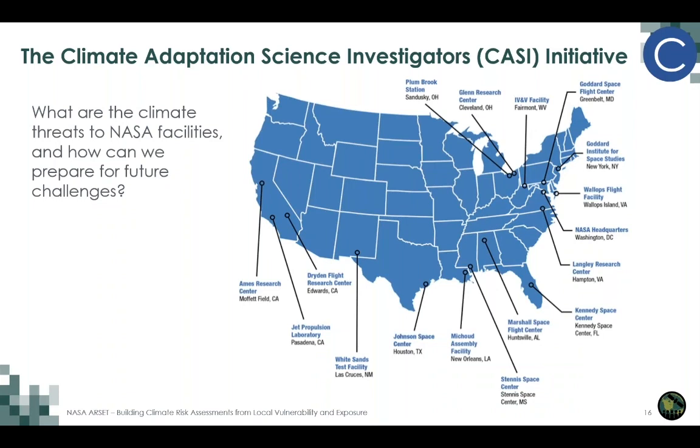Thanks, Alex. NASA utilizes its various scientific programs and research activities to support enhanced climate adaptation capabilities throughout the agency. With this specific Climate Adaptation Science Investigators Initiative, or CASI, this program spans nearly the entire USA, covering 14 of the centers and facilities shown here on the map. CASI is now in its second iteration, tackling the very important question, what are the climate threats to NASA facilities, and how can we prepare for future challenges in order to build resilience within the entire agency?